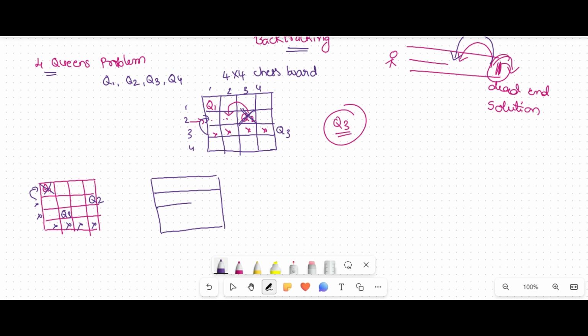So take another possibility. So that means the first queen we will place in the, what is the another possibility? So another possibility is in second column. So here Q1 we are placing. If Q1 is placed here, you can't place here Q2. You can't place here Q2. We can place Q2 here.